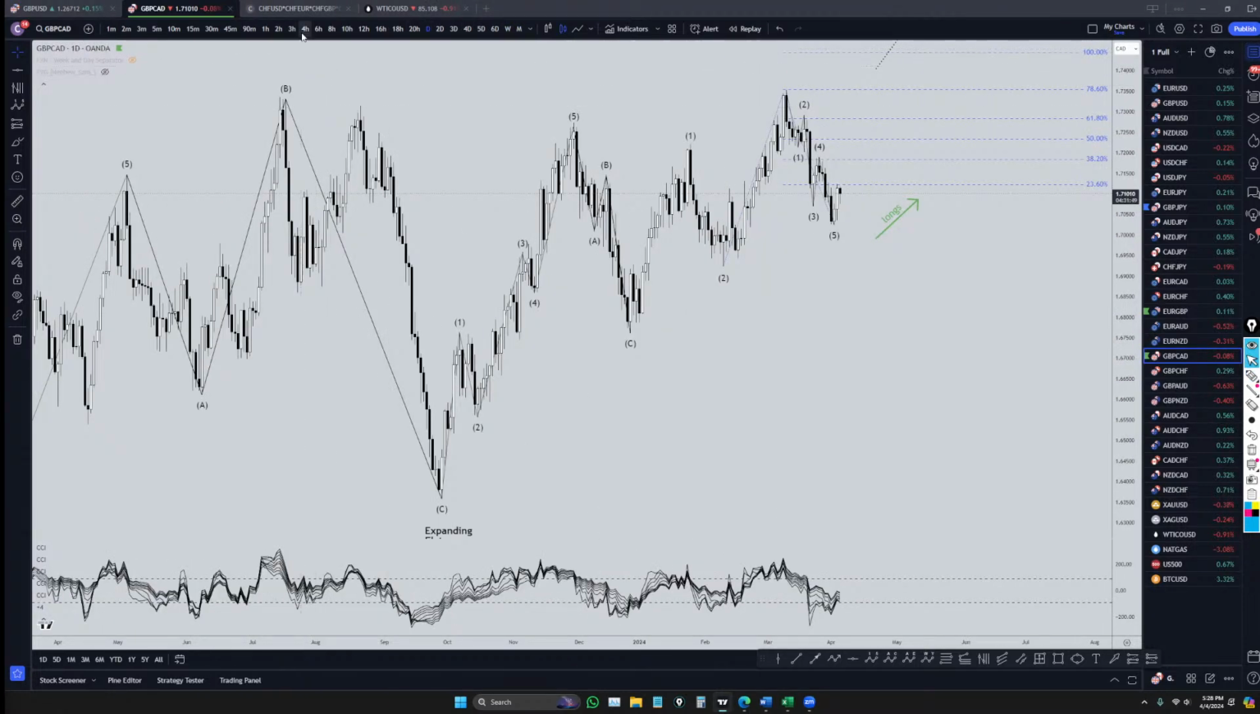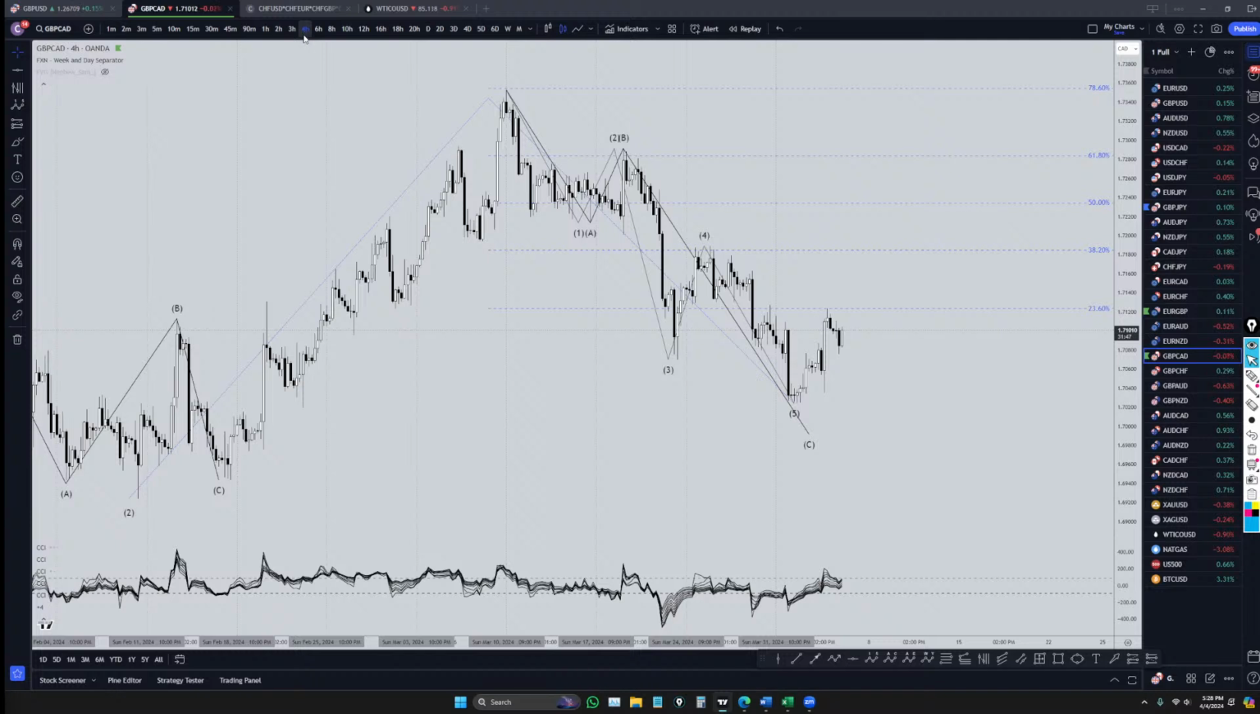But for now, definitely looking for longs. It looks like a 1, 2, 3, 4, 5, doesn't it? Oh, I got a couple different labels going on here. Let me get rid of some of that. There we go. It definitely looks like a 1, 2, 3, 4, 5. So we have to be a little bit careful.